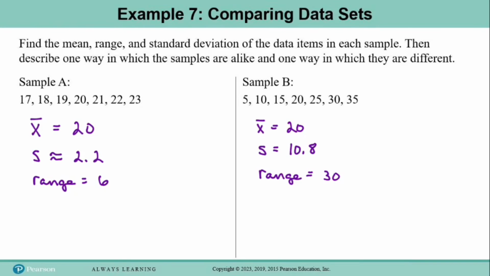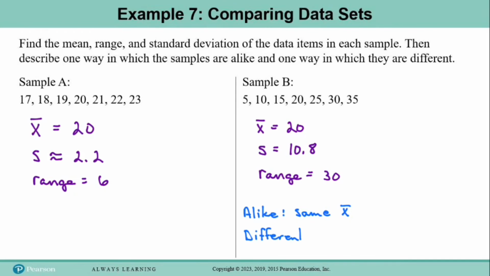Okay, so we're supposed to come up with one way in which the samples are alike and one way in which they are different. So clearly one way that these 2 data sets are alike is that they both have the same mean, but they clearly do not have the same spread. You can tell by looking at the range that the values in this first data set are much closer together because the difference between the largest and the smallest is only 6. But for this second data set, the difference between the largest and the smallest is 30. So sample B is much more spread out.